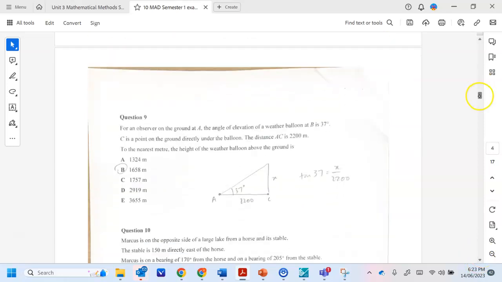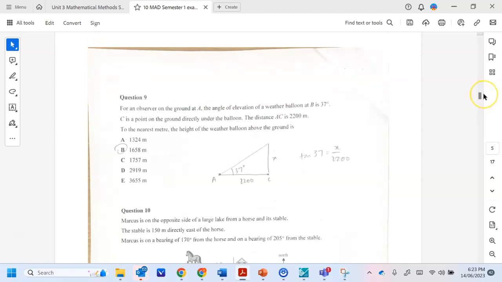All right, so let's scroll on. For an observer on the ground at A, the angle of elevation of a weather balloon at B is 37. So I haven't put B up there, but there it is. Remember, your angles of elevation and depression always go from your horizontal. So because this is an elevation, we're going up to B, and there's your angle.